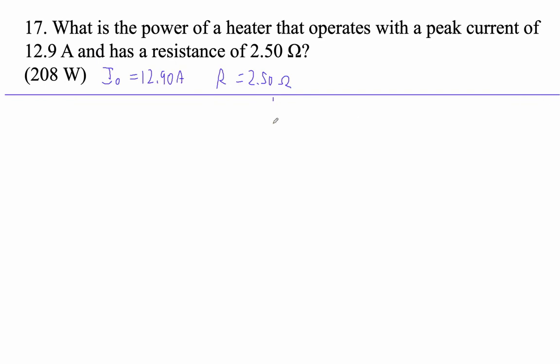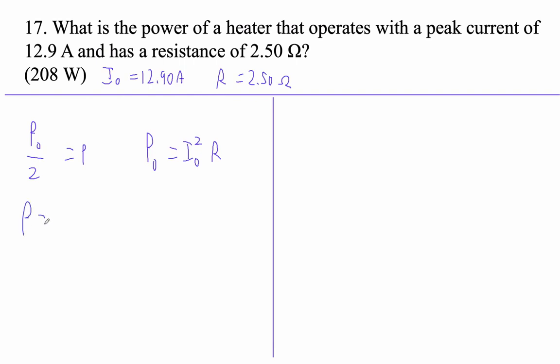I'll just do both ways. The first way is to just realize that the peak power divided by 2 is the average power, right? And for this one, we're going to use peak power is I peak squared times R. All right, so let's do that. The peak power is the peak current squared times the resistance, which is 2.50. What is that? 12.9 squared times 2.5 is 416.025 watts, right?